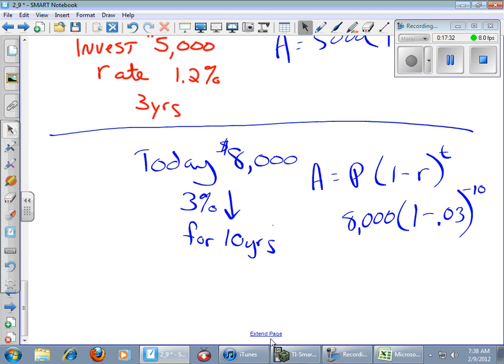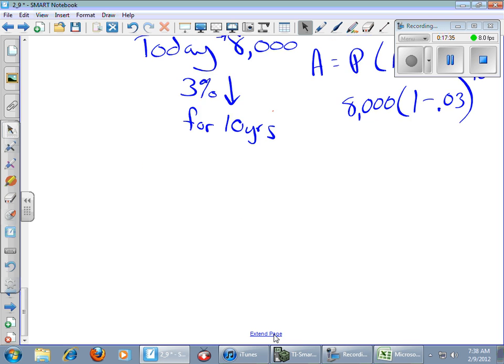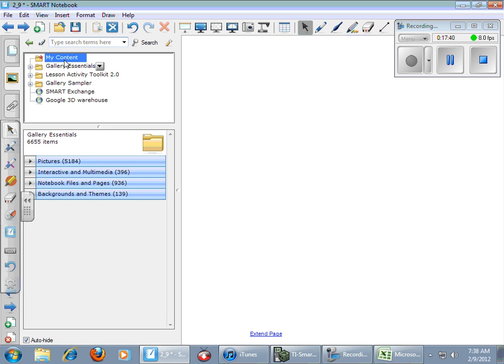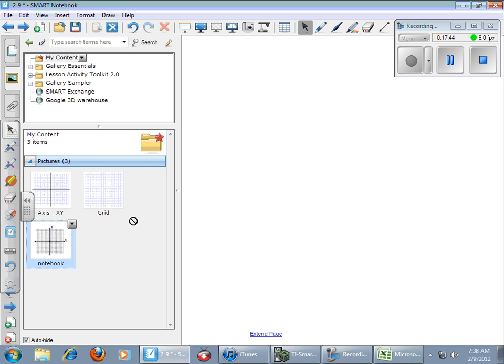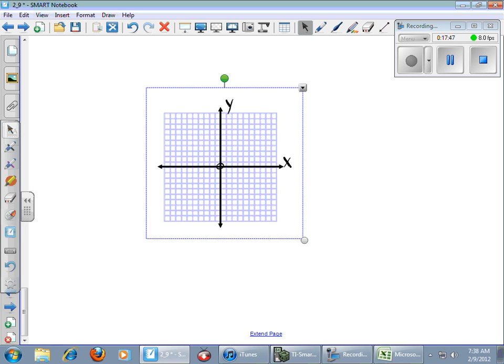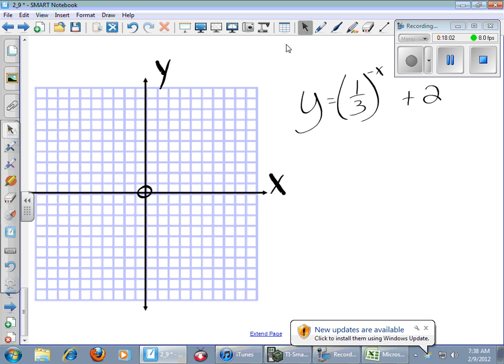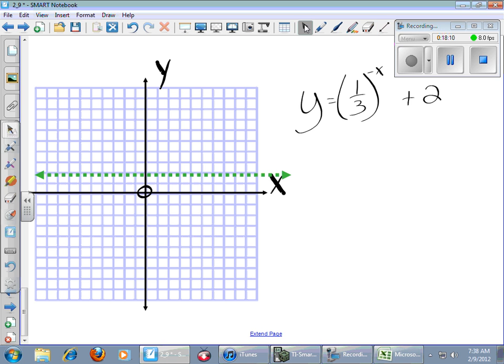Okay, one last problem. This should be super duper simple. You guys are really good at this. And let me see here. I need a graph. Let's say I'm going to graph y equals 1/3 to the power negative x, plus 2. All right, hopefully most of you right now can see the asymptote, and the asymptote is going to be at the line y equals 2. So there's my asymptote right there.